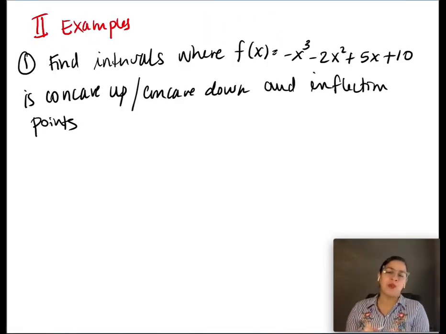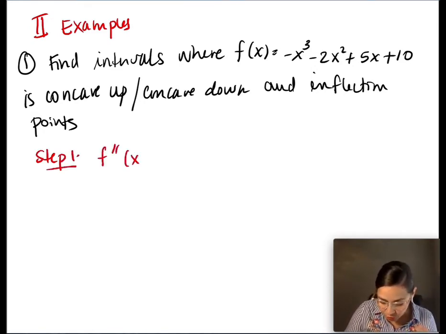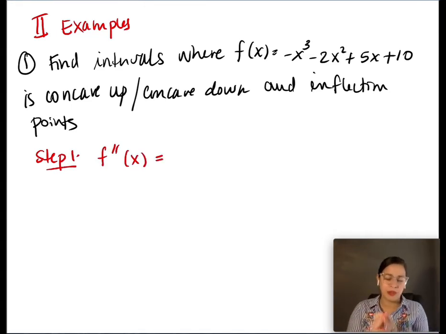Now I want to find the intervals where f of x equals negative x cubed minus 2x squared plus 5x plus 10 is concave up or down, and any inflection points. We're going to do exactly what we did for critical numbers and local max, local min, but for the second derivative, okay? So now my step one is to find the second derivative. We take that second derivative and set it equal to 0, okay? We make sure that the number we get is in the domain of the function, which in this case we have a polynomial, so yes.